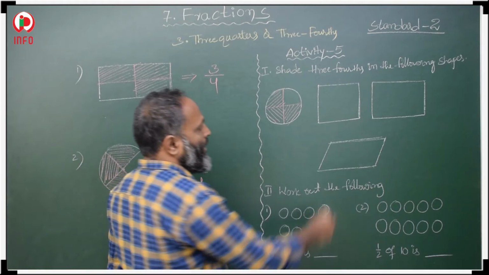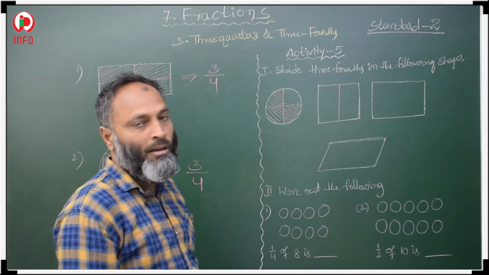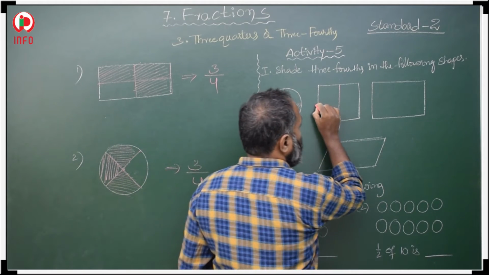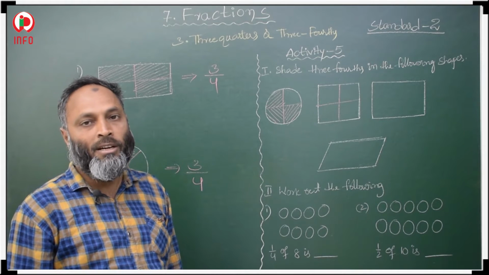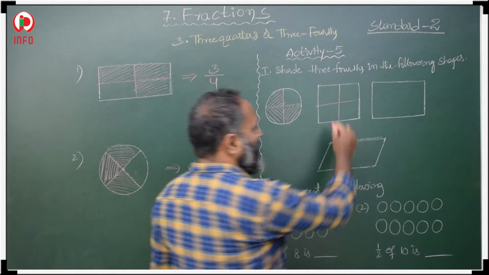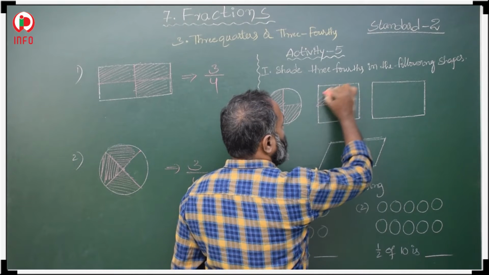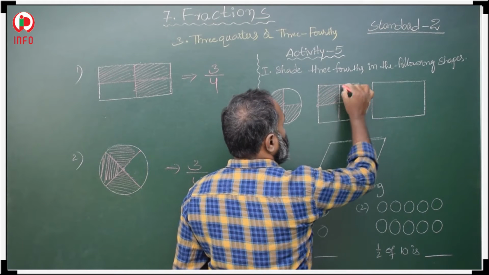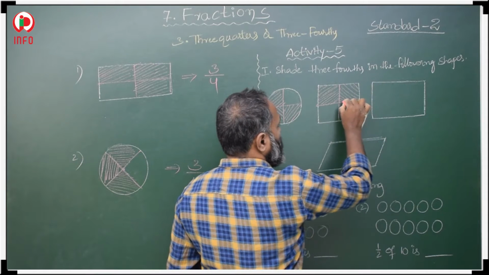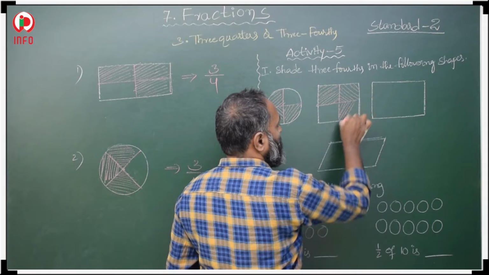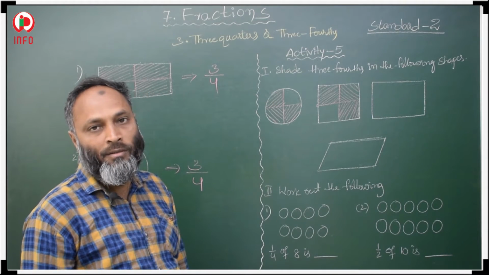Next, in a square, take a horizontal line and a vertical line in the middle. This divides it into 4 equal parts. Then 3 quarters, 3 by 4, we have to shade. This is the first quarter, this is the second quarter, this is the third quarter. 3 quarters we shaded.